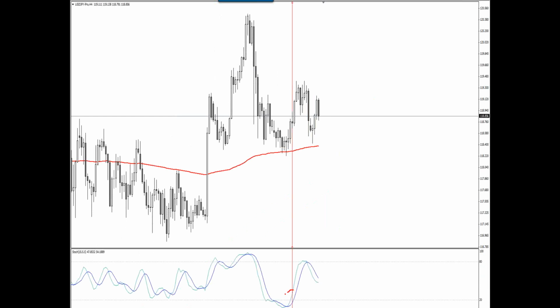Momentum here is to the upside. Okay? Look how those two lines are converged and they're both heading from the bottom towards the top. It looks like they started to fly. So the momentum is bullish.